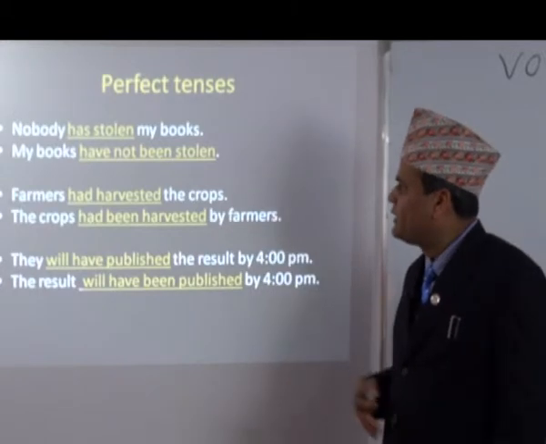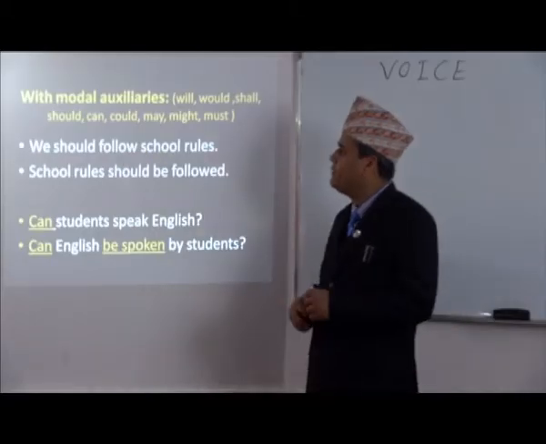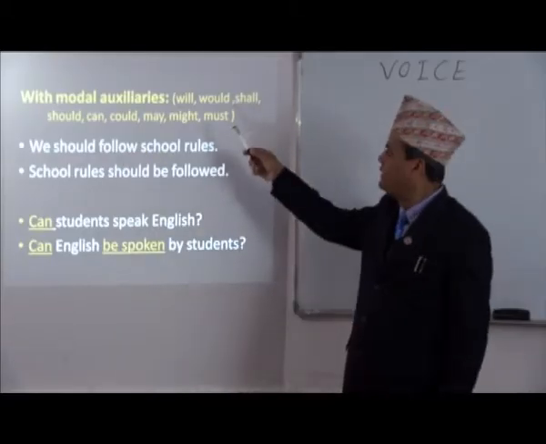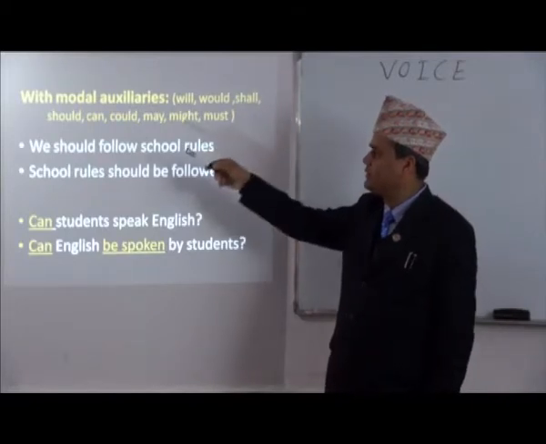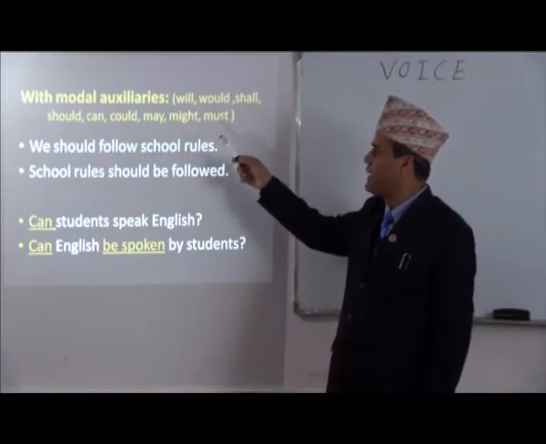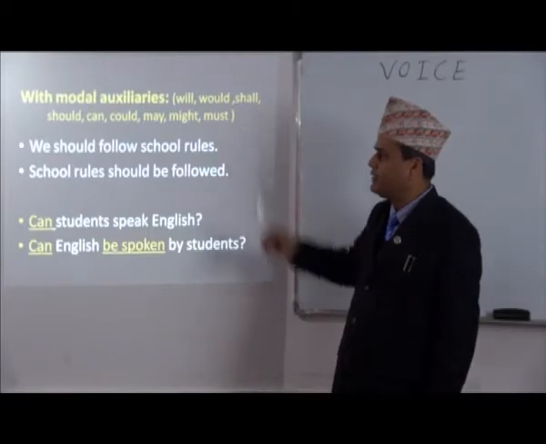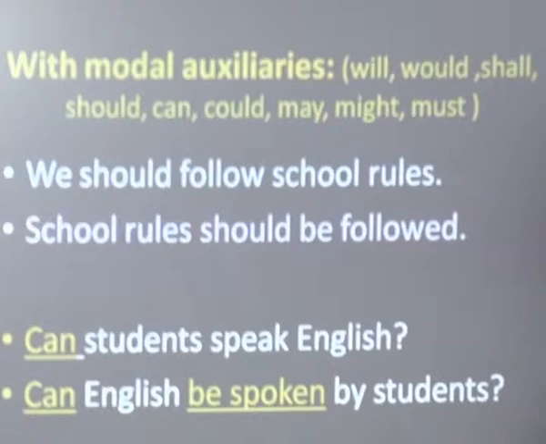We are moving to the next examples with modal auxiliaries like will, would, shall, should, can, could, may, might, and must. With these modal auxiliaries, we use be form to change the sentence into passive. Let's have a look at the example. We should follow school rules. When we change this sentence into passive voice, it becomes like this. School rules should be followed.